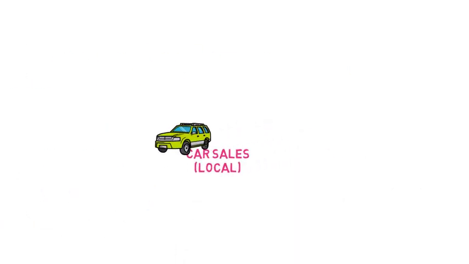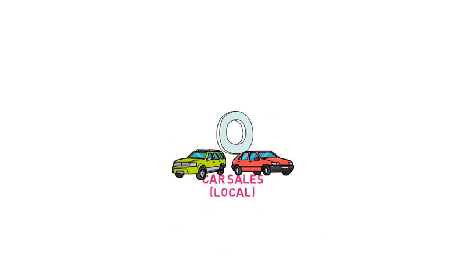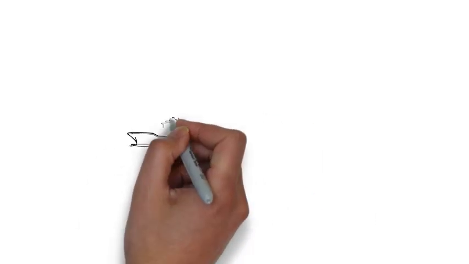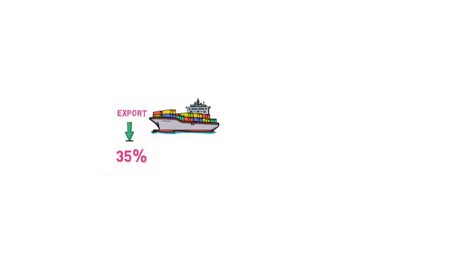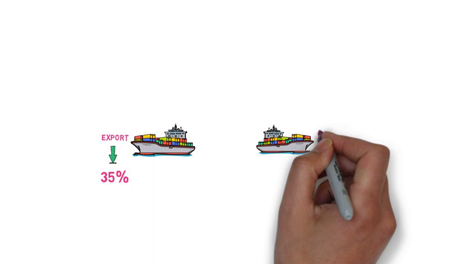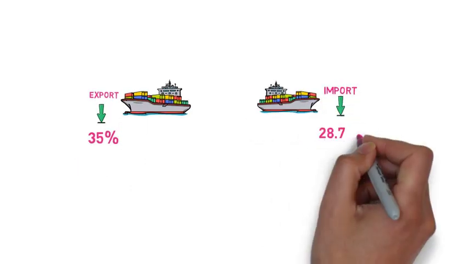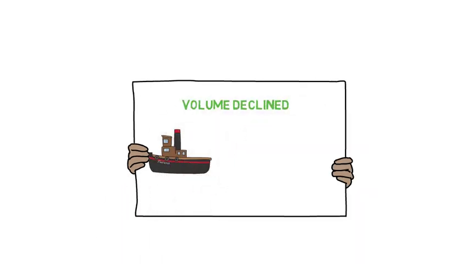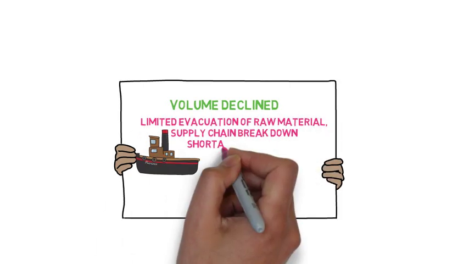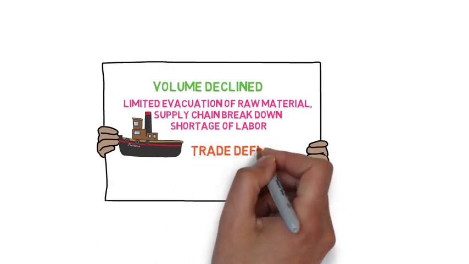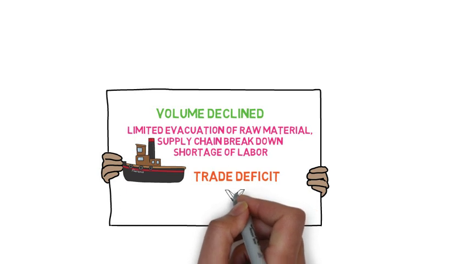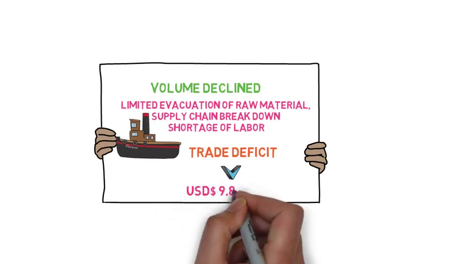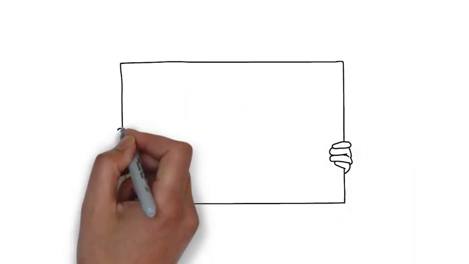The lockdown was so severe that car manufacturers didn't make any sale in local markets. Dollar value of exports fell by 35%, whereas overall export for financial year 19-20 will drop by 4.78%. Indian import was also down by 28.7% in March. Volume import declined to 63.17 million tons. Limited evacuation of raw material, supply chain breakdown, and shortage of labor forced the volume import to decline. However, the Indian trade deficit narrowed to $9.8 billion from $11 billion.